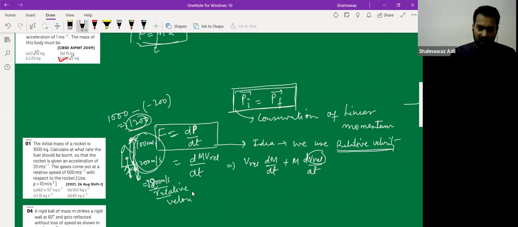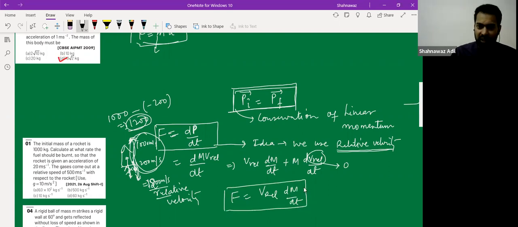Okay. So in this rocket system, you calculate the relative velocity, and this doesn't change with time. So this is 0. So your force for your rocket system will be what? V relative into dm by dt, right? And you know that your mass is decreasing or increasing? Decreasing. So this will be a negative sign, right? So that is why you have a negative sign. So this is a key idea for a rocket system, right?